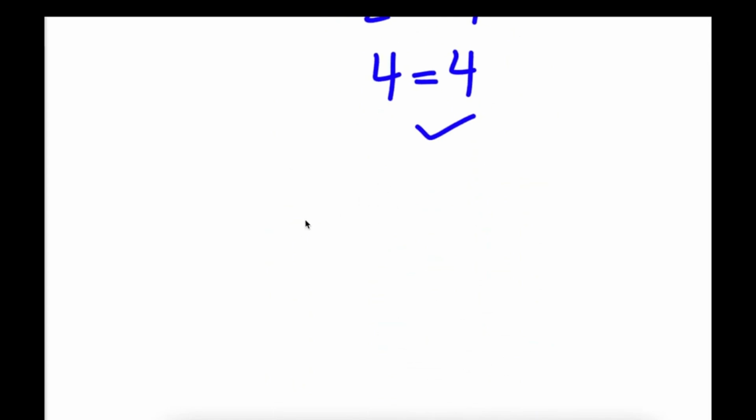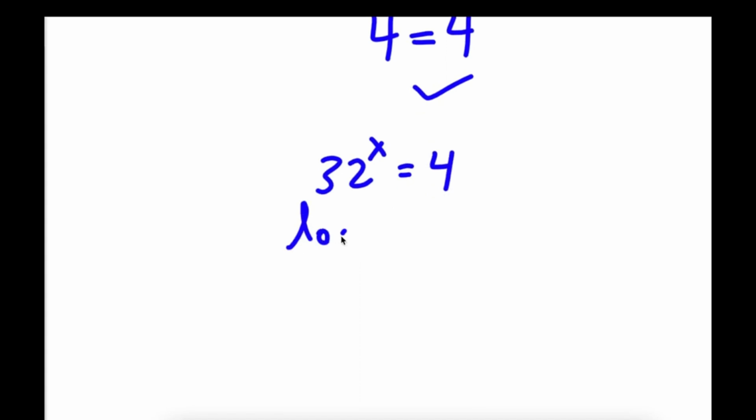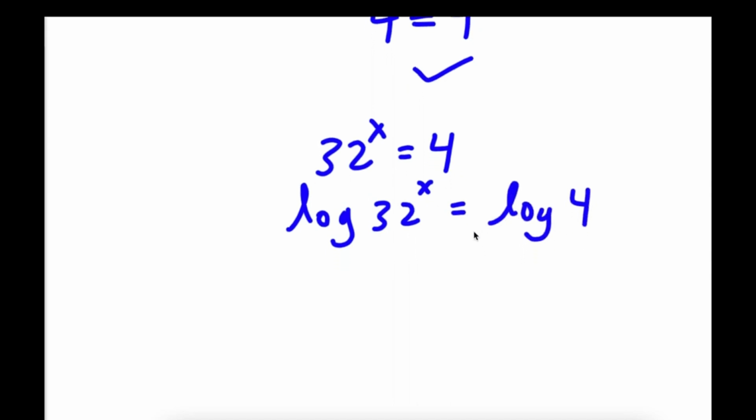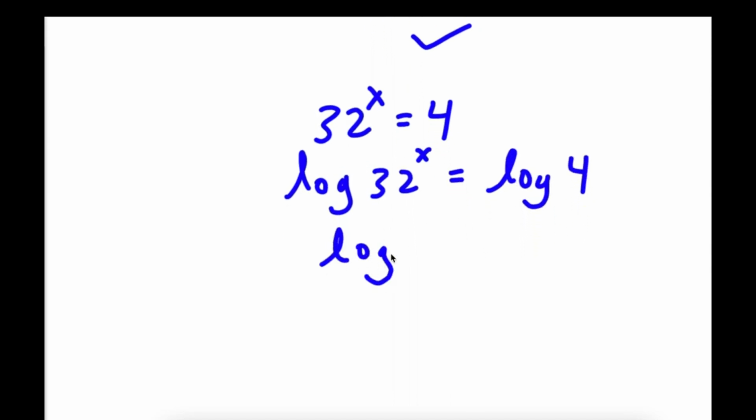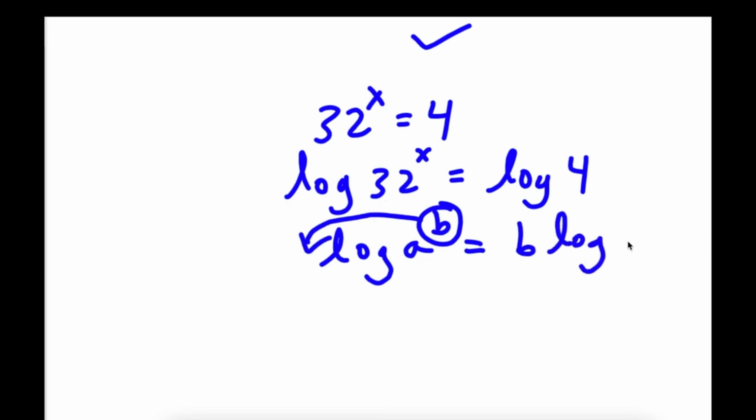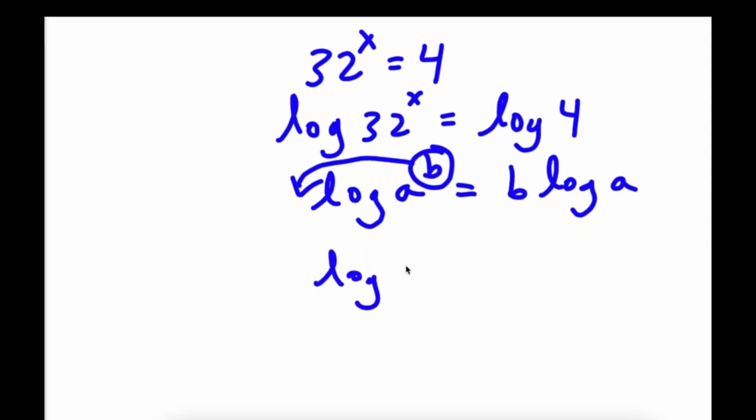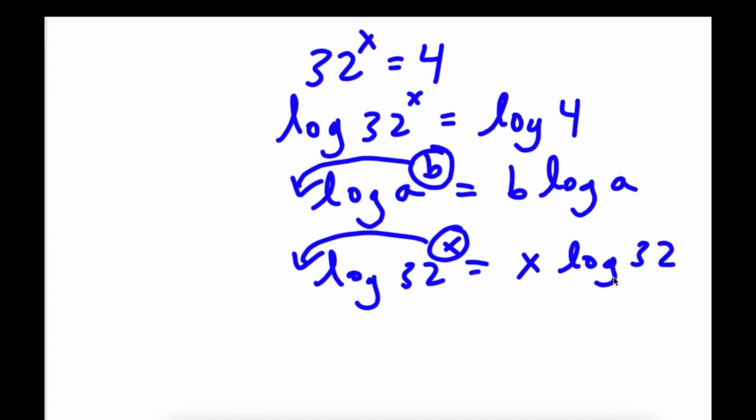Now, another simpler way of solving this problem is to take the log on both sides. So I have log 32 to the power of x is equal to log 4. And an important property of logarithms is that if I have something in the form log a to the power of b, I can actually move this exponent to the front of the logarithm, so this is equal to b times log a. So now I'm going to do this with log 32 to the power of x. I'm going to move my exponent x to the front, so this is going to equal x times log 32.